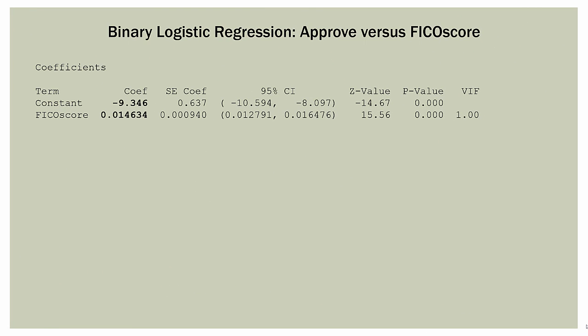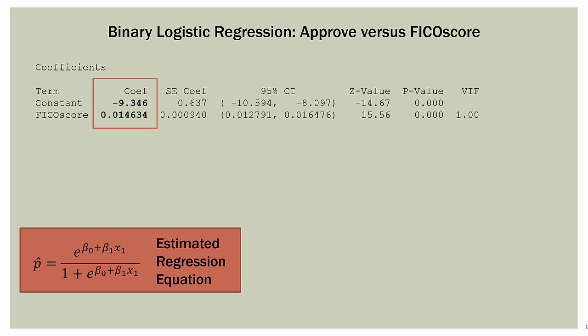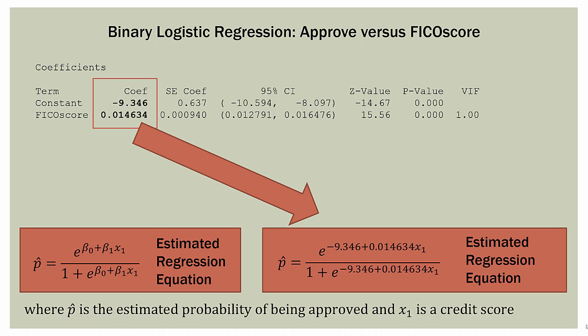After running this logistic regression in Minitab, we were given this output. Again, we have coefficients here, and we can use those coefficients to generate an estimated regression equation down here in the lower right. We have our constant term coefficient of negative 9.346, and you can see that down here in the equation in the lower right. And then we have our FICO score or credit score coefficient of 0.014634, and you can see that down here in the lower right. And again, P hat is the estimated probability of being approved, and the variable x1 is a credit score. So we would substitute any credit score into this equation where x1 is, and then we would get back a value for P hat, which is the estimated probability of being approved for a home mortgage given that credit score you substituted for x1.